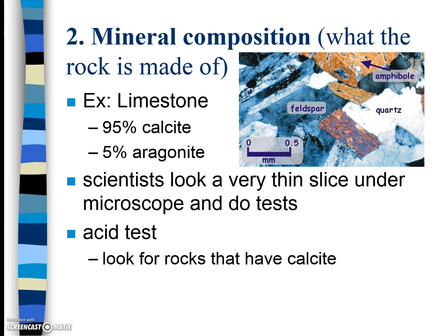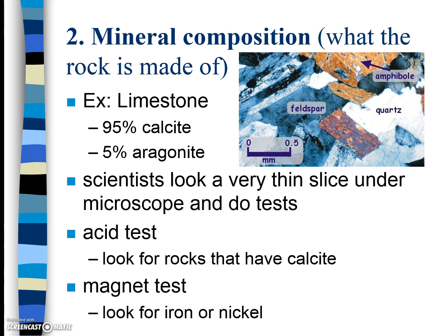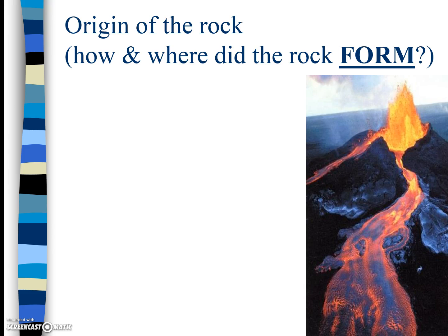You can do an acid test and look for rocks that have calcite, because if you put acid on calcite it might fizz. You can also do a magnet test, and that'll tell you if it has iron or nickel or even magnetite in it, because it'll be attracted to that magnet.